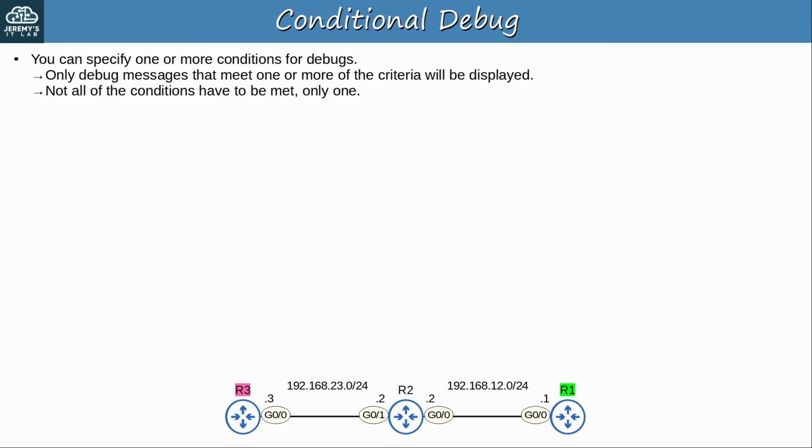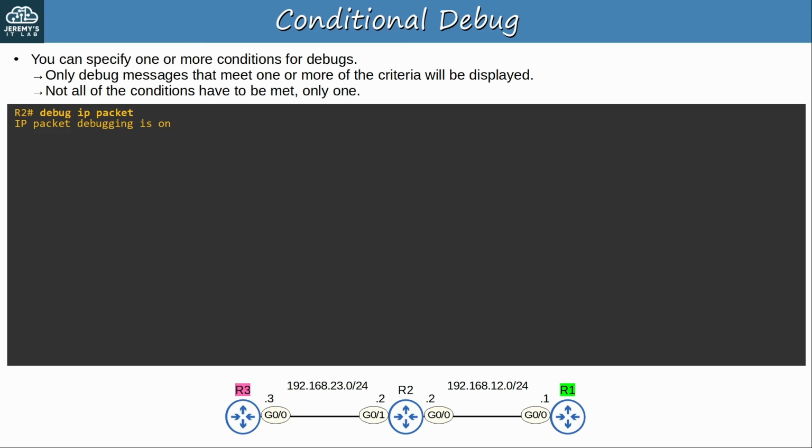Let's see how to limit debugs by interface. First, I use the debug IP packet command. We'll look at this command a bit more later, but it displays messages about packets that are process switched by the router. Then I set a condition, debug condition interface G0/0. So only packets sent or received on G0/0 should be displayed.